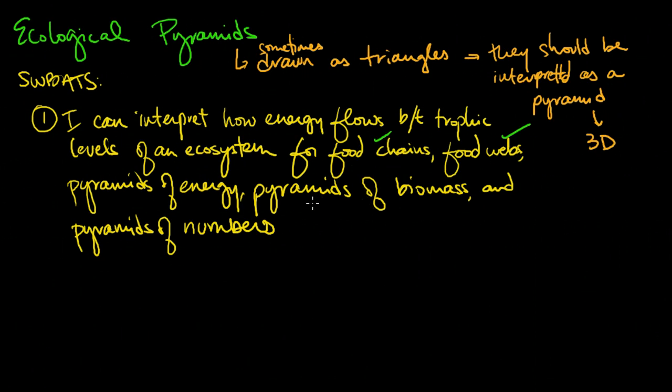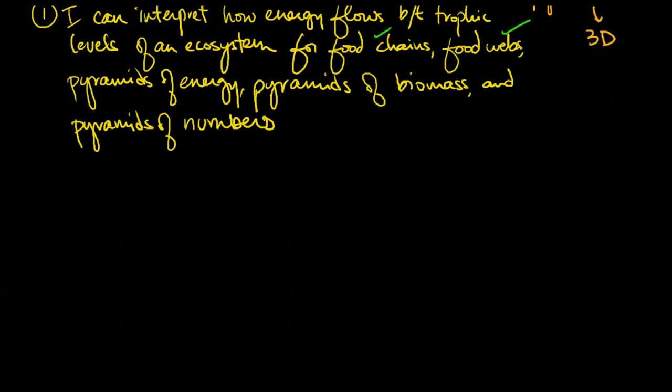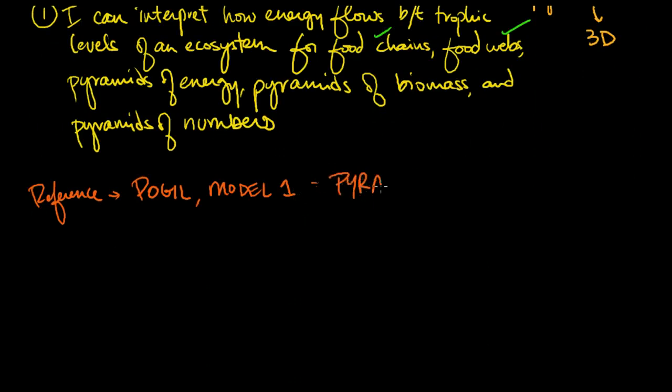Okay, so let's talk about first the pyramid of energy, which if you refer back to your POGIL, I'm going to scroll down here. Your reference materials that you already have notes on come from POGIL. The POGIL that's titled Ecological Pyramids, Model 1, is the pyramid of energy. And that's what we're going to talk about first. The pyramid of energy. That's my abbreviation for energy.